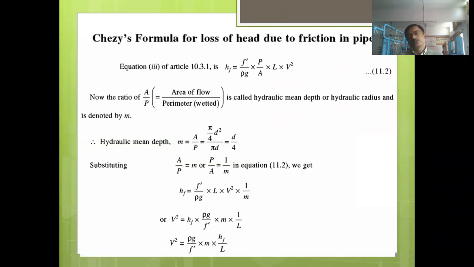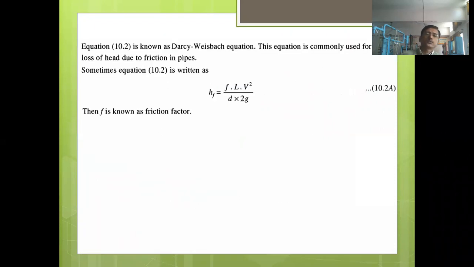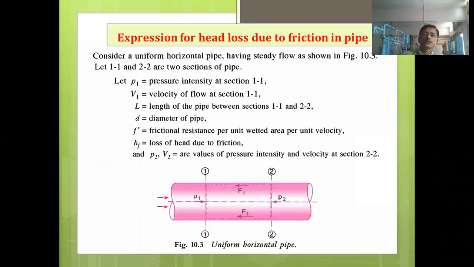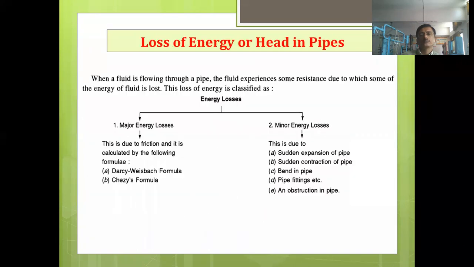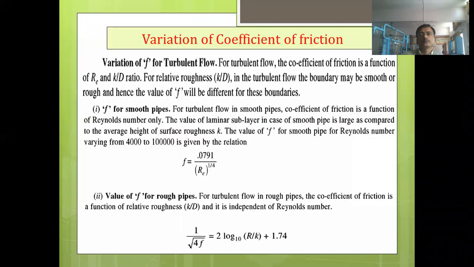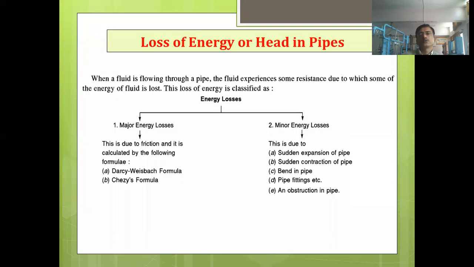Next is Chase's formula for the loss of head due to friction in the pipe. First of all, we will note down the title: loss of energy or head in the pipes, as you have written. Write down this classification in your notebook: major losses, minor losses. Write down this and this also.